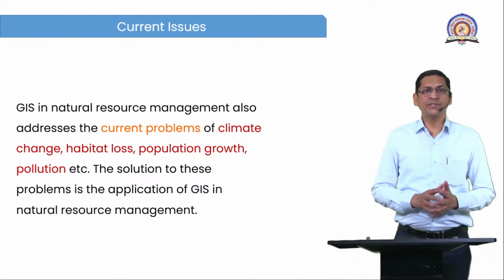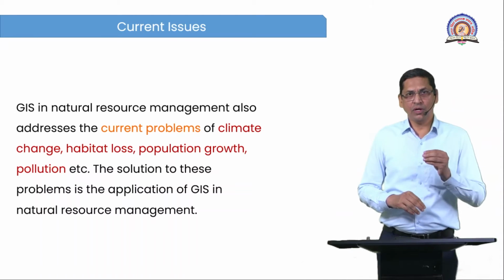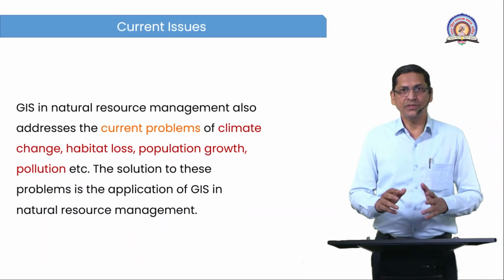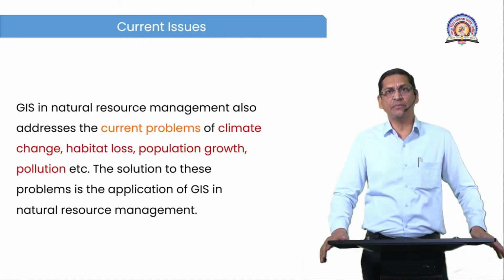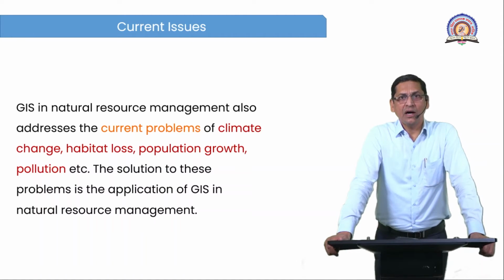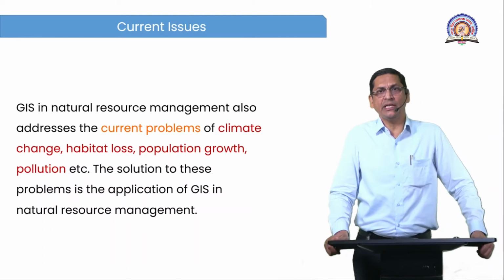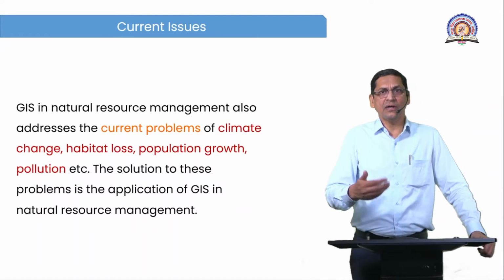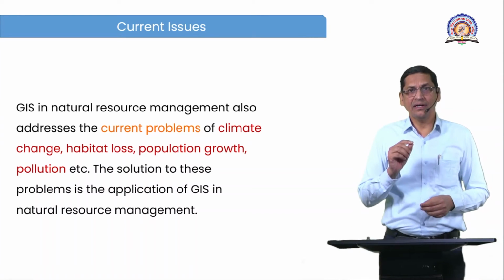Then, what are the current issues? To find out the current issues, GIS is used. GIS in natural resource management also addresses the current problems which are facing the earth. Now, what is the burning issue in front of human society today? A very crucial and burning issue which we are facing today is climate change.